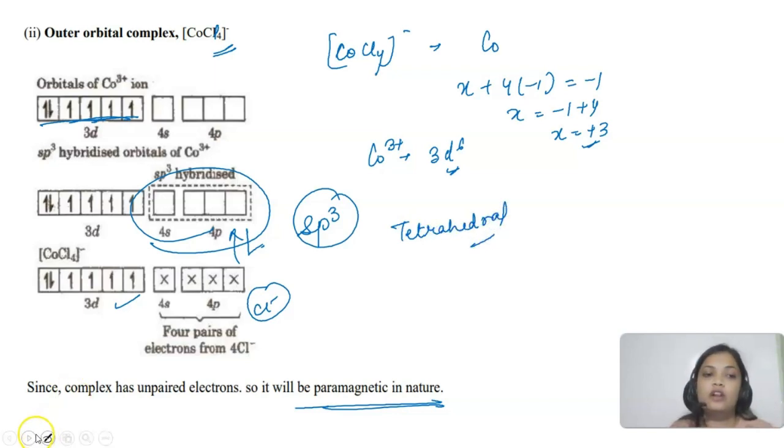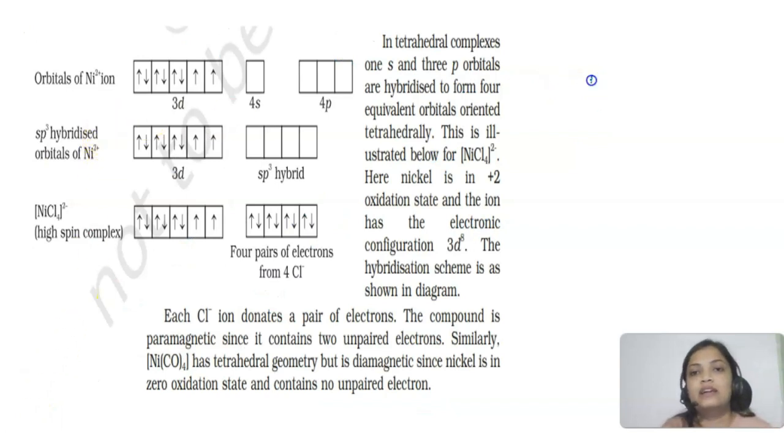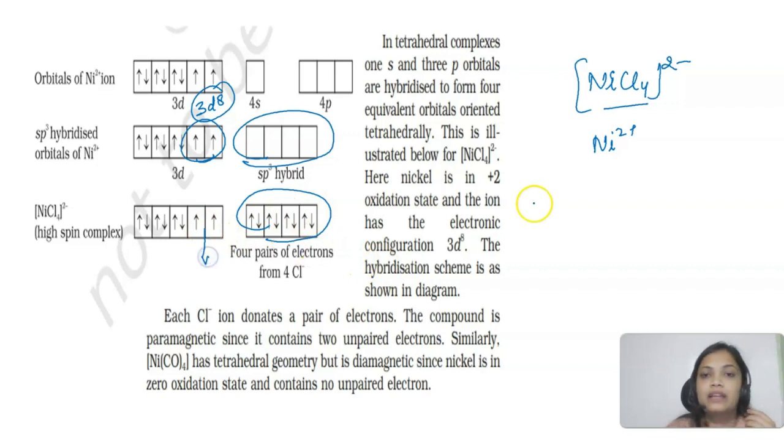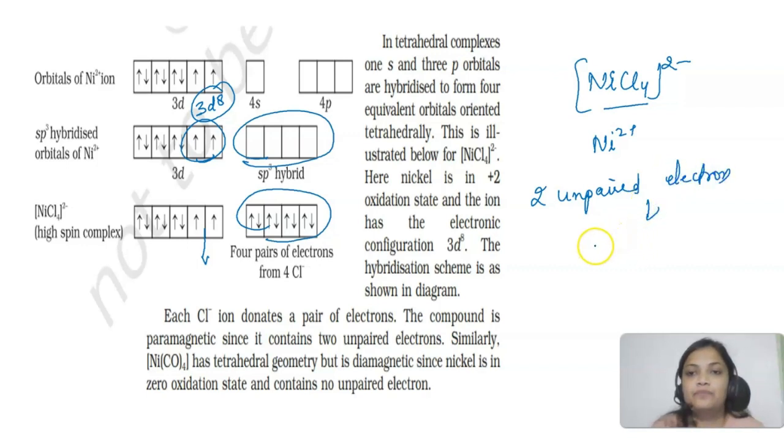And the same will go for [NiCl4]. [Ni(CN)4] was square planar; here it will be tetrahedral. Why? Because of chlorine. Again it is nickel 2+, 3d8, but because of chlorine no pairing will happen, sp3 hybridization will happen, and 4 electron pairs will come from chlorine. But 2 unpaired electrons will be present, so it will be paramagnetic.